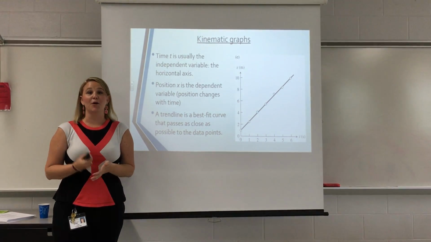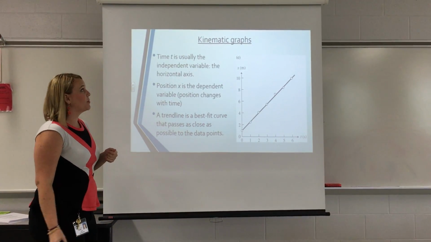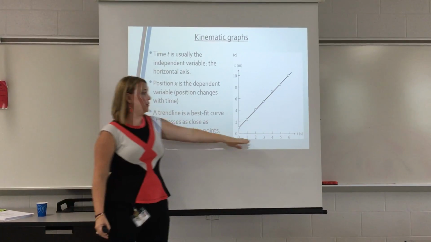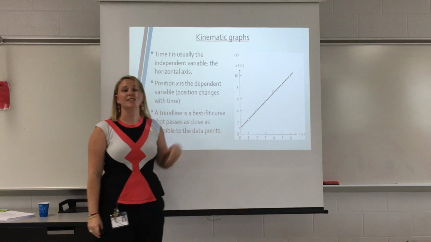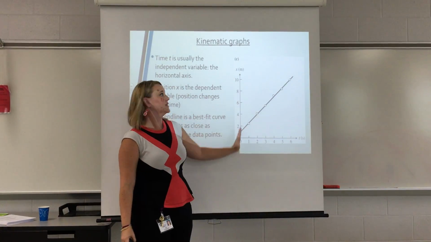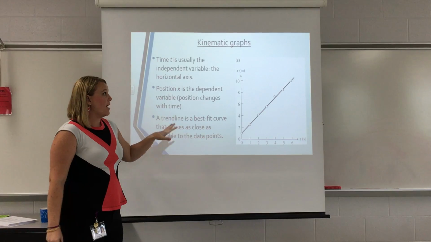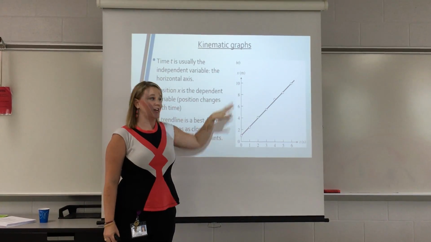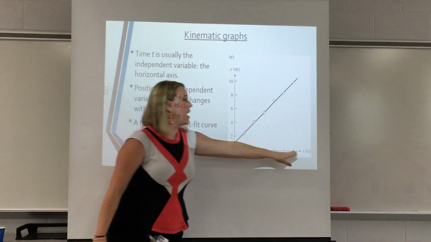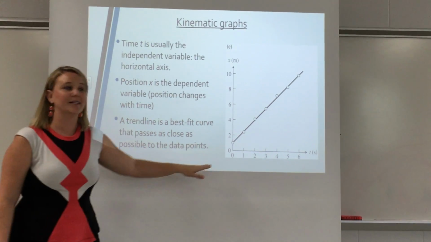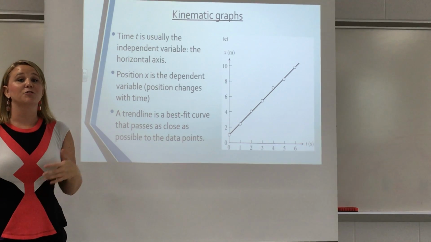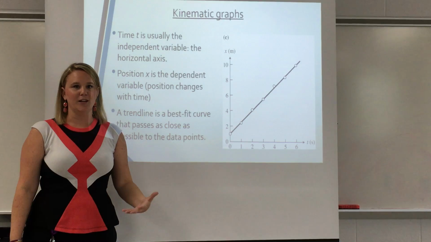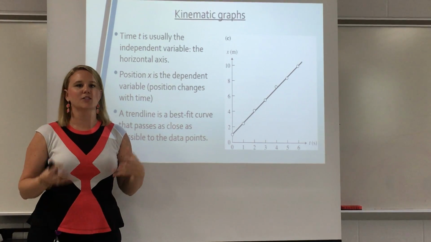Today we're going to be talking about graphing. So first, let's talk about some kinematic graphs. Usually, the independent variable is the horizontal axis, the x-axis, and the dependent variable is the y-axis. For this graph, it's a position versus time graph. So your x variable, which is your position, is on your y-axis, and your time is going to be on your horizontal x-axis. Time is almost always on the independent axis because it's normally your independent variable because everything depends on the time.